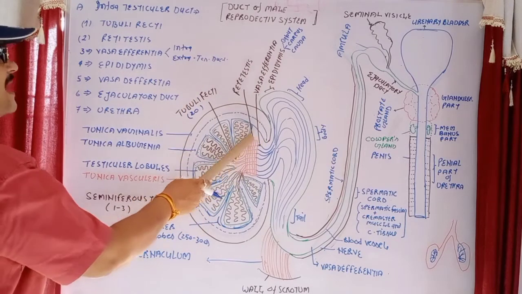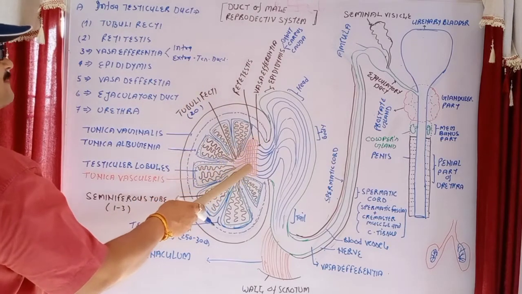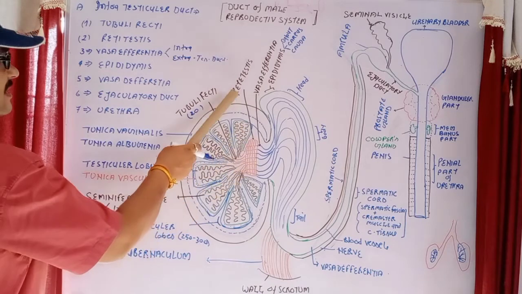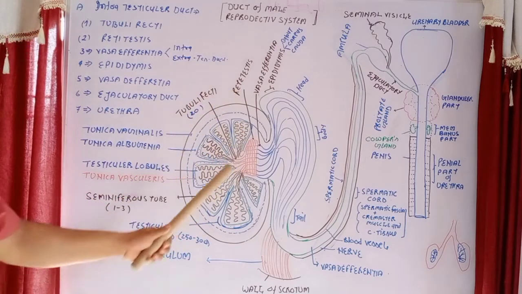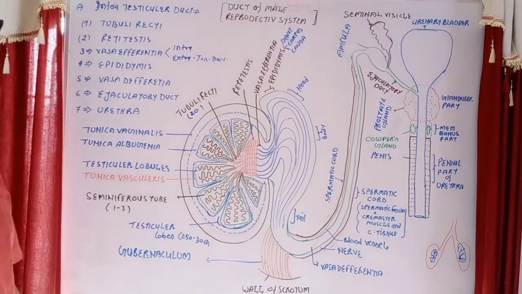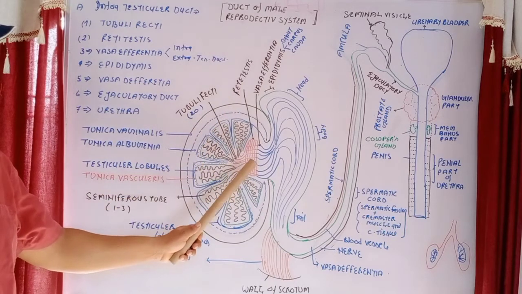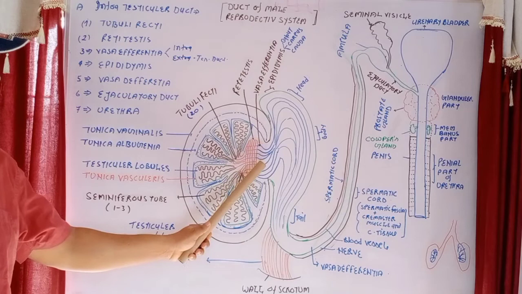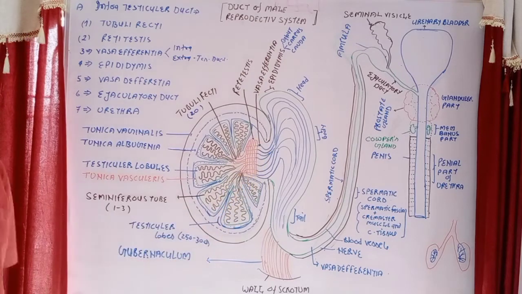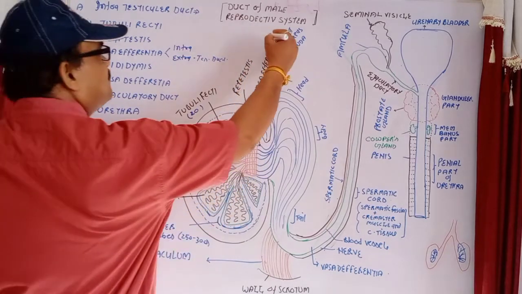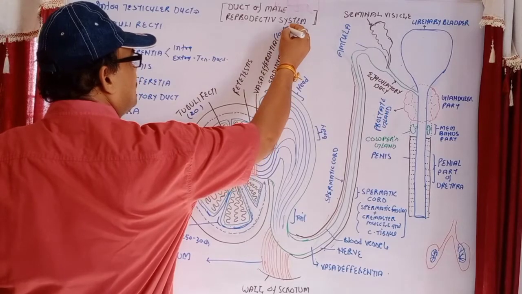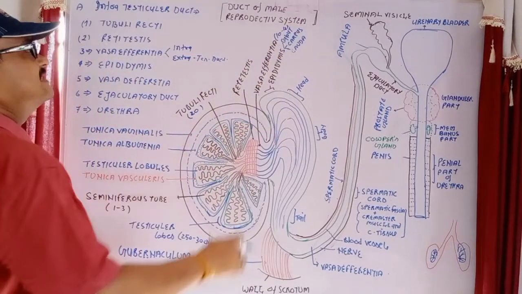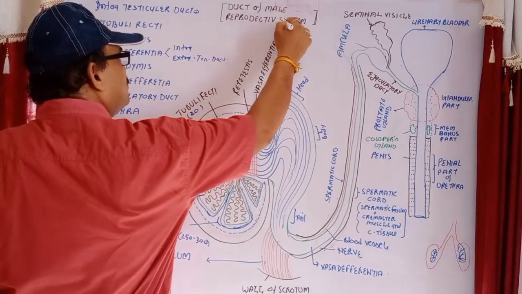Okay, so this reticular part present in the posterior side of the testis is known as rete testis. After that, from the rete testis, some tubes come out which are known as vasa efferentia. Their number is commonly 10 to 12.